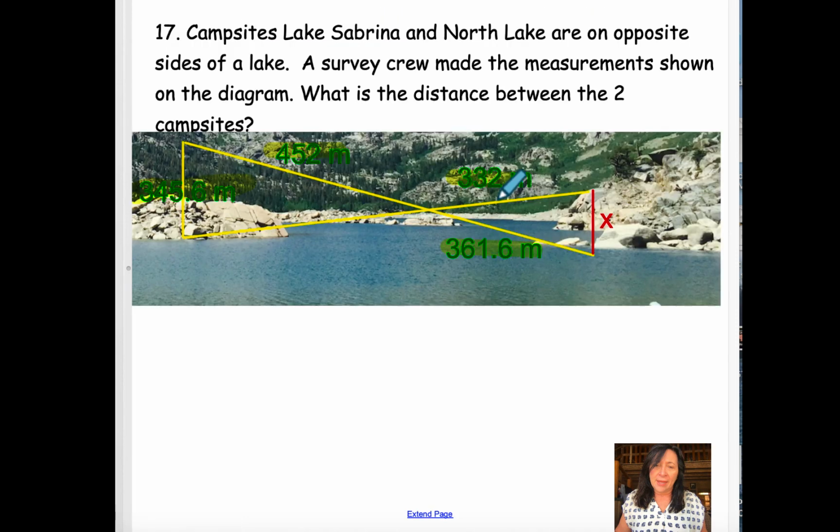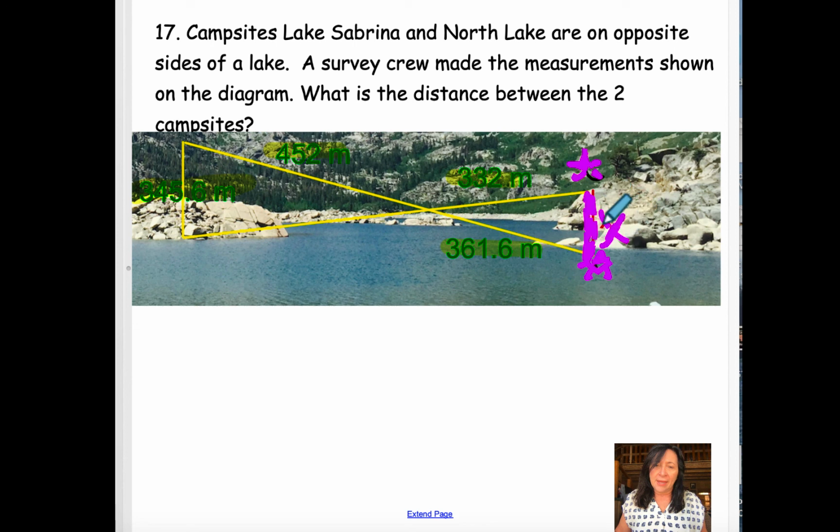Okay, cool. So I go to Lake Sabrina and North Lake. These are campgrounds, so I thought it would be appropriate to show you something like this. Campsites Lake Sabrina and North Lake are on opposite sides of the lake. It says a survey crew made this very cool measurement. These are not the opposite sides here; here is an opposite side and here. So let me see if I could use this and this. This is the length I want, right here. So to find x, that's x.